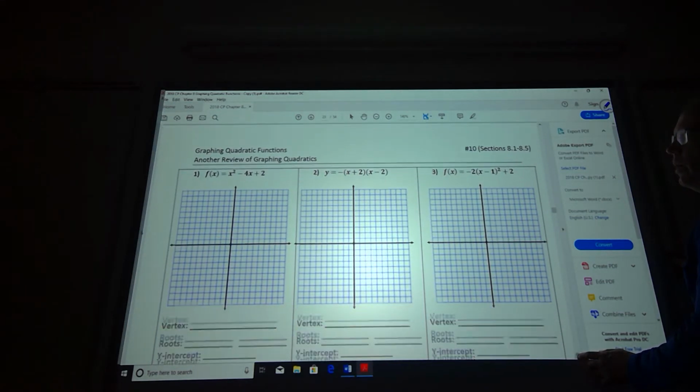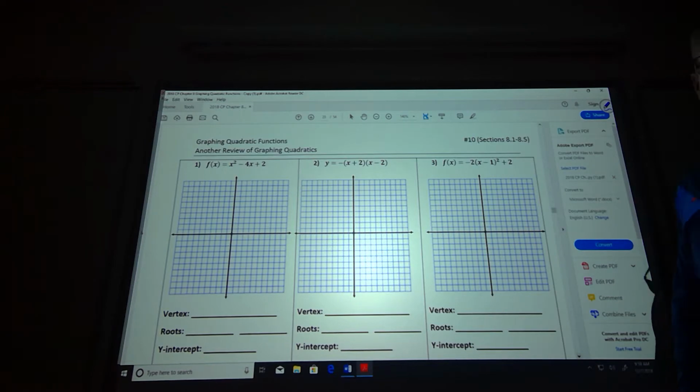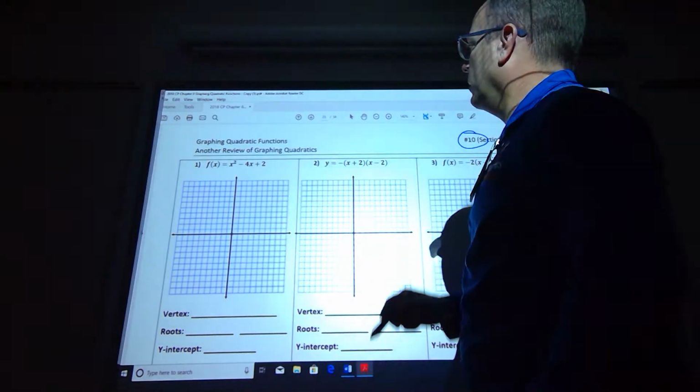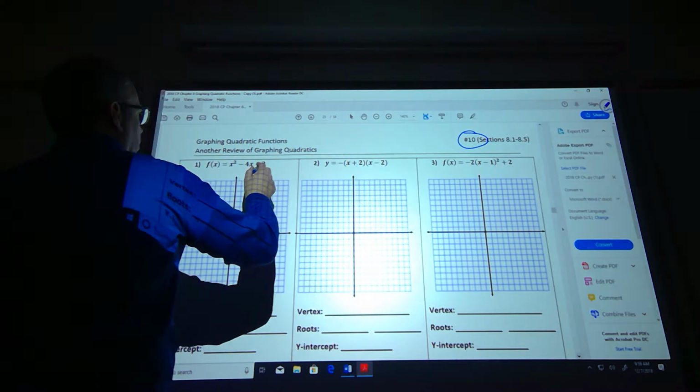Here's another review of our problems. This is worksheet number 10. Okay, worksheet number 10. Looks like we're gonna have to use negative b over 2a on this one.